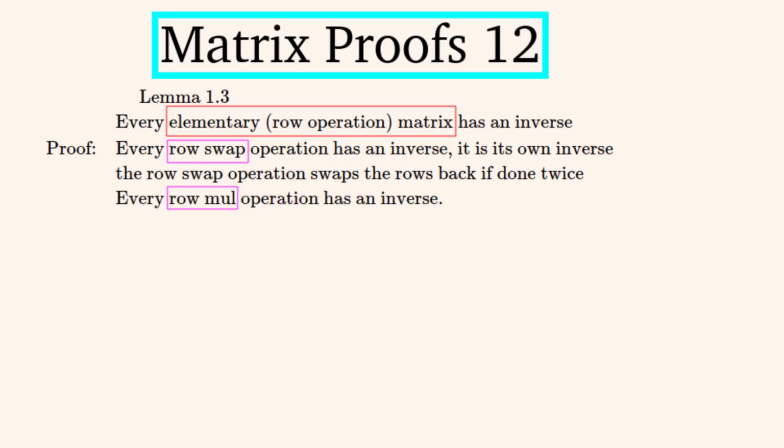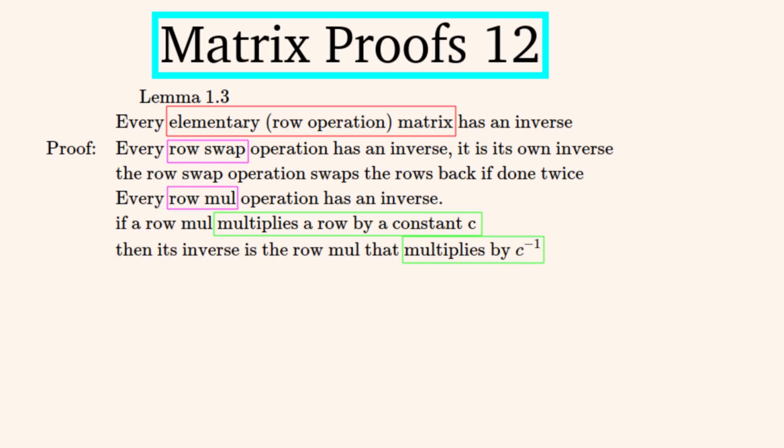So every row mul operation has an inverse. If a row mul operation multiplies a particular row by a constant C, then multiplying this row by the reciprocal of C will get it back to its original condition, so it will be its inverse. This constant C must be non-zero.